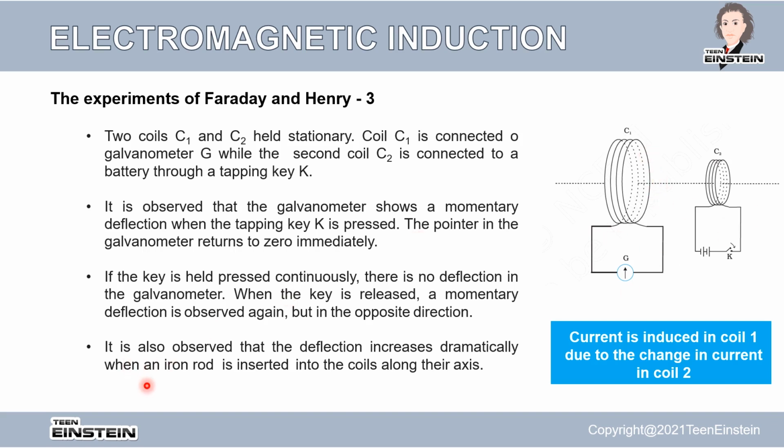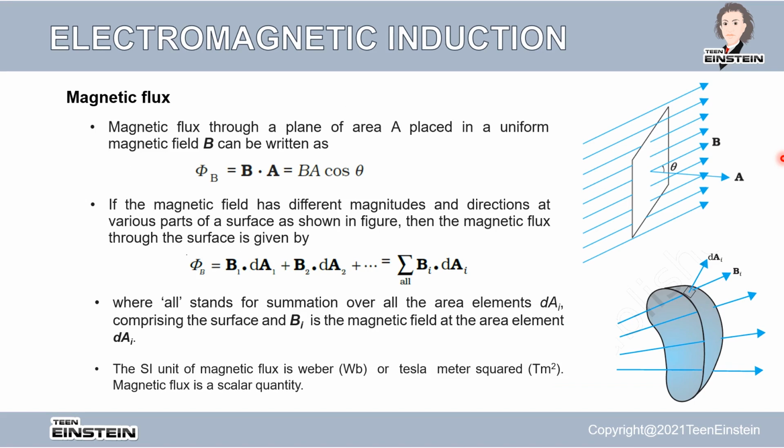It's also observed that the deflection increases dramatically when an iron rod is inserted into the coils along the axis. So if you insert an iron rod here, the deflection increases dramatically. It means that the current is also increasing dramatically in the first coil. Okay, so now we have completed these experiments.